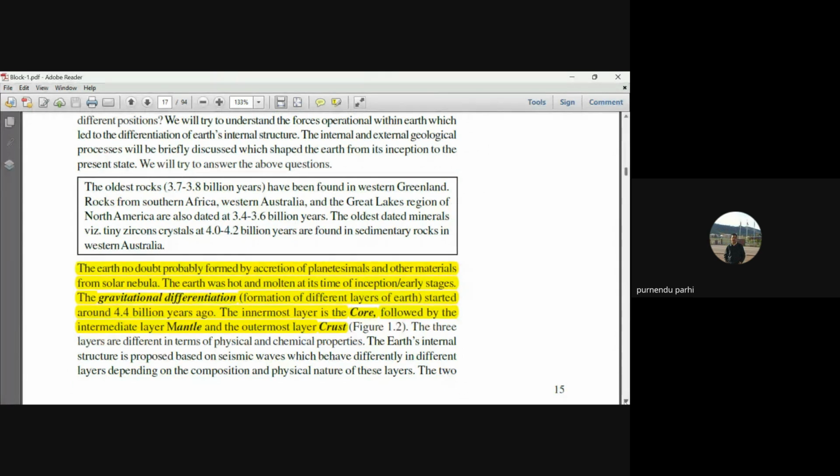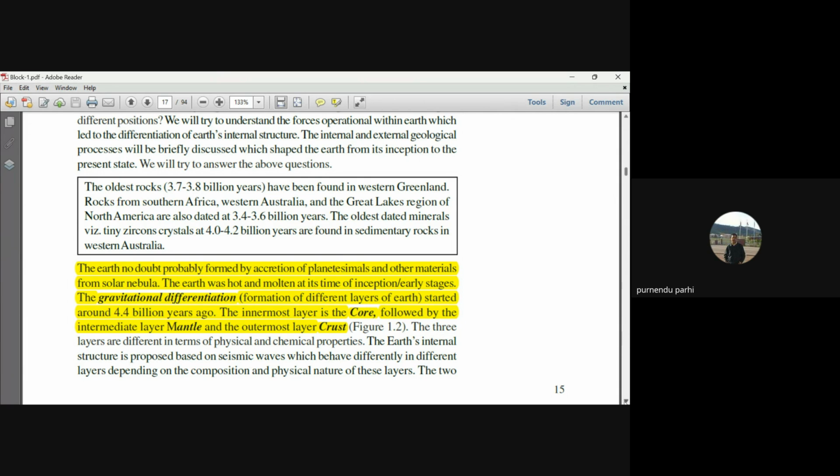The Earth was hot and molten at its time of inception, at the early stage. The gravitational differentiation, the formation of different layers of Earth, started around 4.4 billion years ago. The innermost layer is the core, followed by the intermediate layer, the mantle, and the outermost layer is the crust.